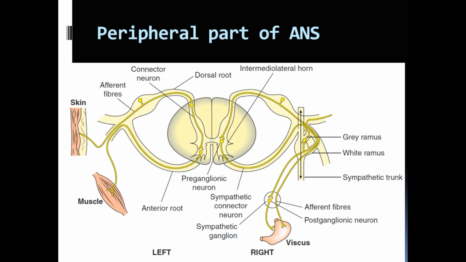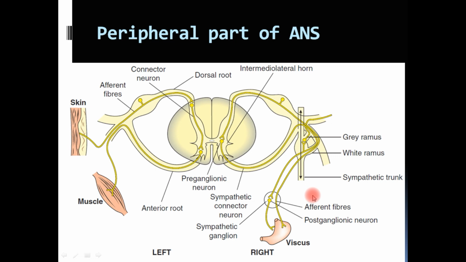So the neurons which are present, which are connecting the spinal cord, the thoracolumbar segment or the craniosacral segment. So the segments from the intermediolateral horn of the spinal cord to the ganglion will be called as the preganglionic neuron, whereas the neuron which connects the ganglion to the organ will be called as the postganglionic neuron.